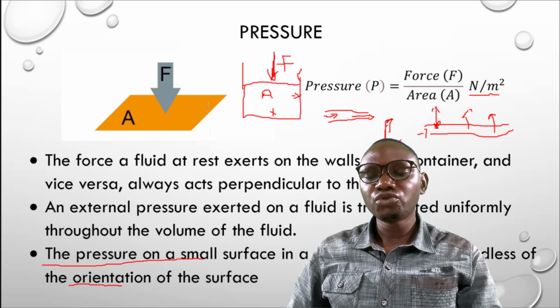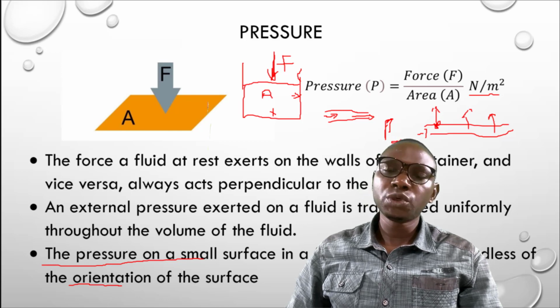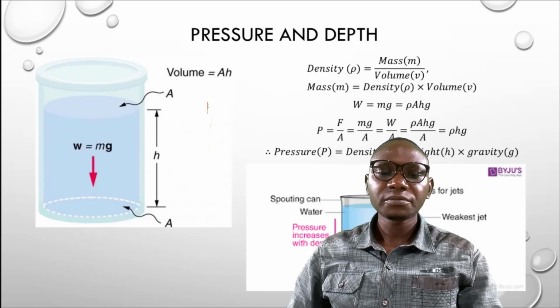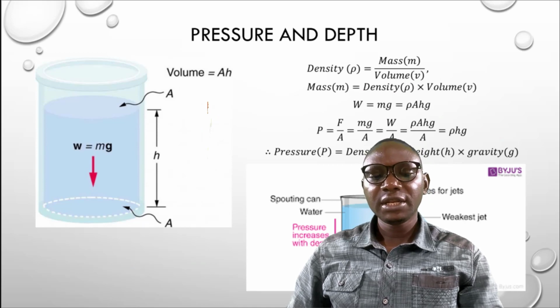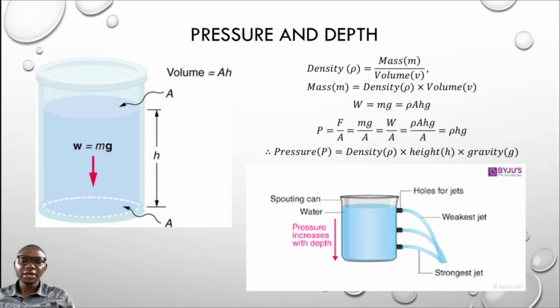Now let us go on to consider the relationship between pressure and depth. When we are talking about pressure and depth, there is a mathematical equation here that will help us understand it even more clearly. The pressure inside a volume of fluid depends on the depth below the surface. Consider a tank of height h, as seen on the screen, with a cross-sectional area A, filled with fluid of density rho.